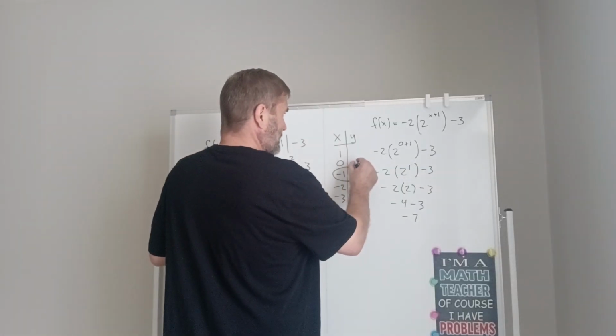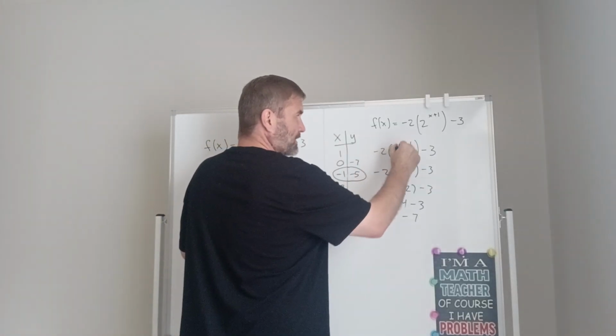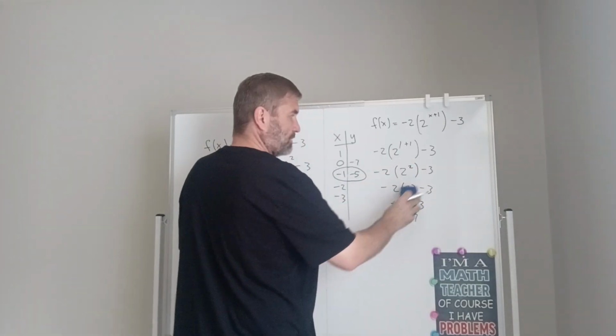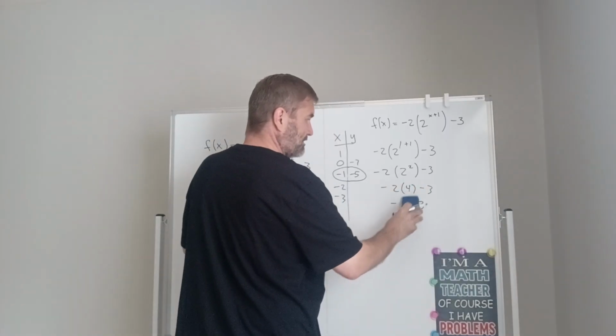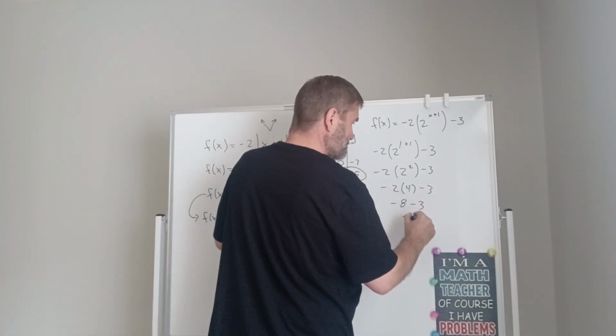Okay, that's negative 7. So now when we plug a 1 in there, what do you think we get? Well, 1 plus 1 is now what? 2. What's 2 squared? Well, that becomes 4 down here. See that? And negative 2 times 4 is negative 8. Minus 3 is negative 11.